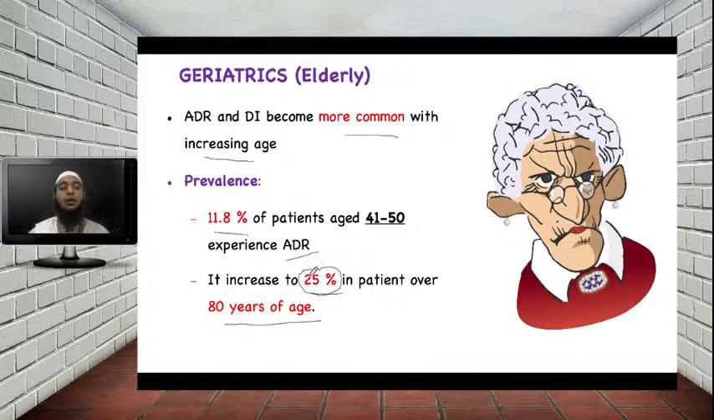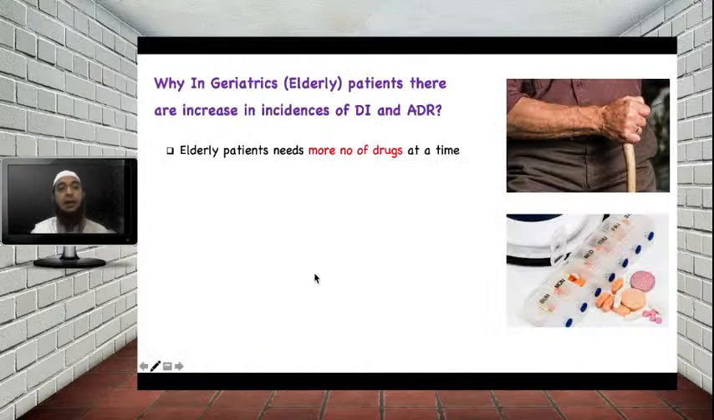So overall, when there is an increase in age or the patient becomes more elderly, it increases the risk of both adverse drug reaction and drug interaction. Now let's see why in geriatric patients, or as we call them, elderly patients, there is an increase in incidence of both drug interaction as well as adverse drug reaction. We'll see the step-by-step reasons for the increase in prevalence of ADR and DI in elderly patients.